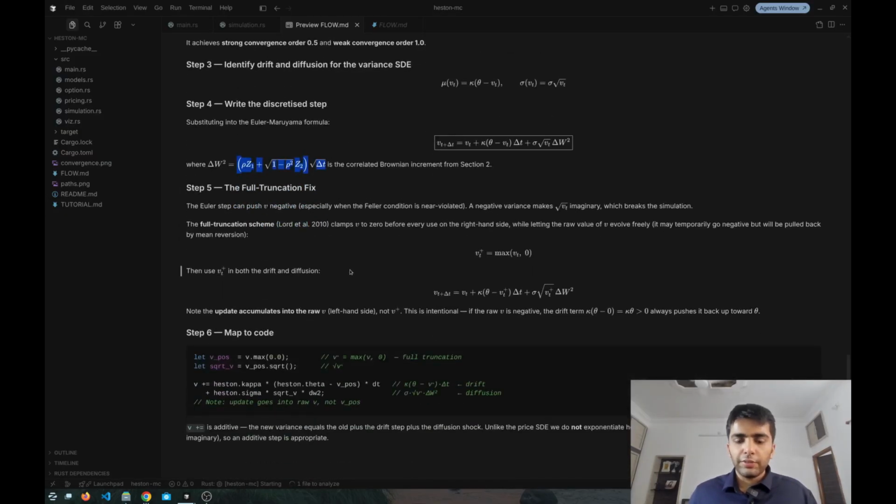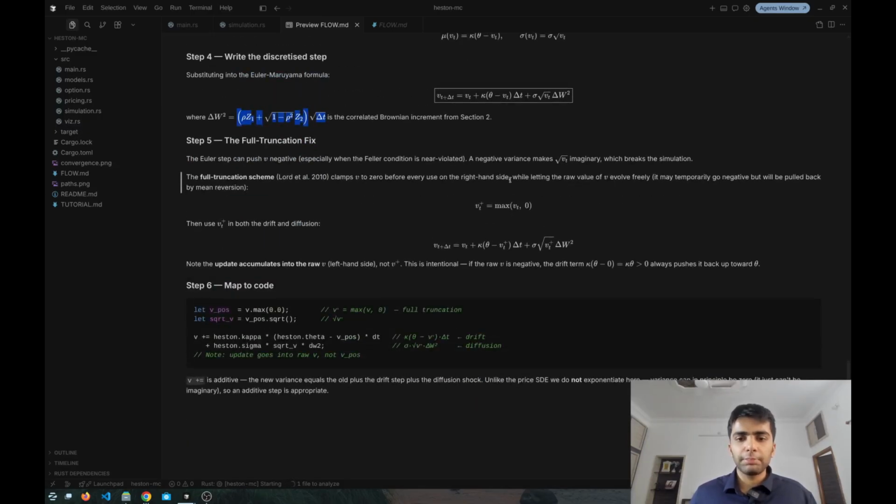Alright, and then one fix that we need to do here is that in the case when variance is very small and there is a strong negative random shock, then this can make the variance negative. This can become problematic because in the asset price equation we are using the square root of variance, and here as well. So that will make it imaginary, and that is going to in turn break the simulation. To prevent that, we use something called the full truncation fix, which is a very simple fix where we limit the variance value to 0.